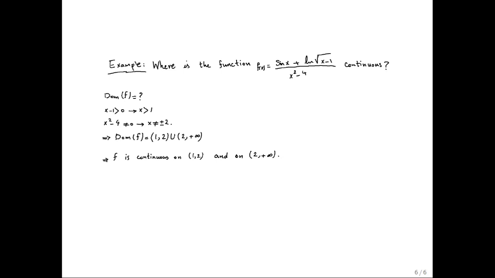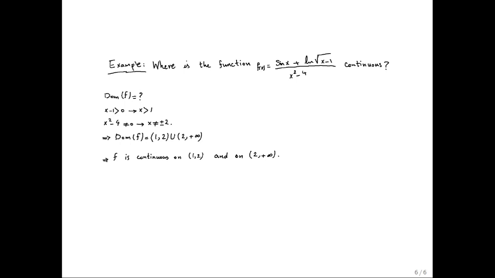Where is the function f of x equals sine x plus natural log of x, natural log of square root of x minus 1, over x squared minus 4 continuous? As you see, f is made by some trig functions and logarithmic functions, root functions over some polynomial. So it means that it is continuous at every point of its domain. So let's find the domain of f.